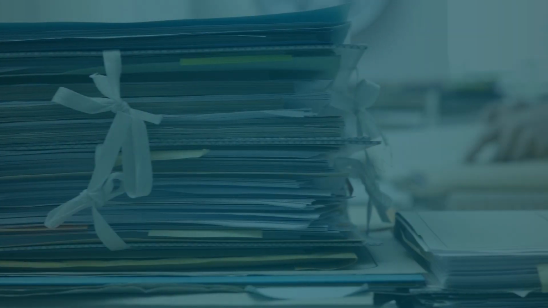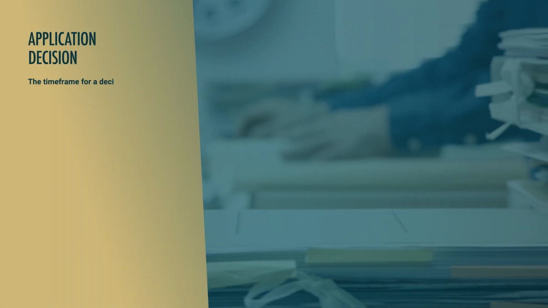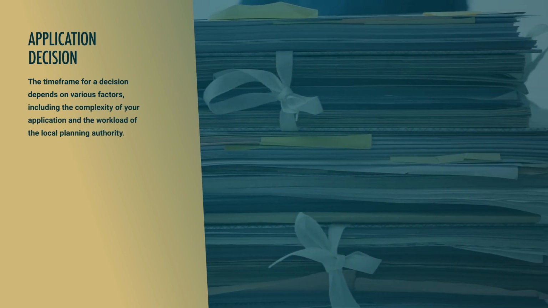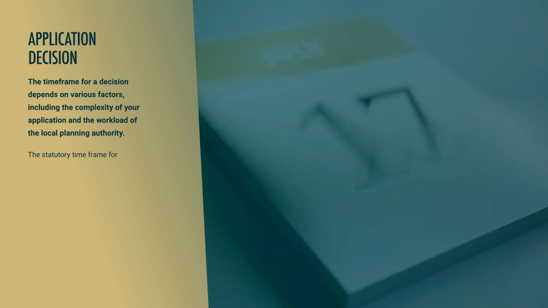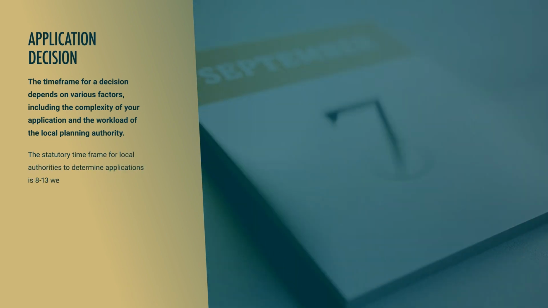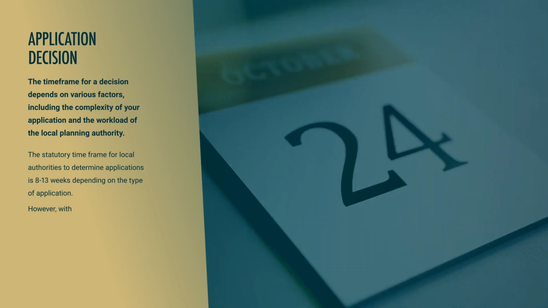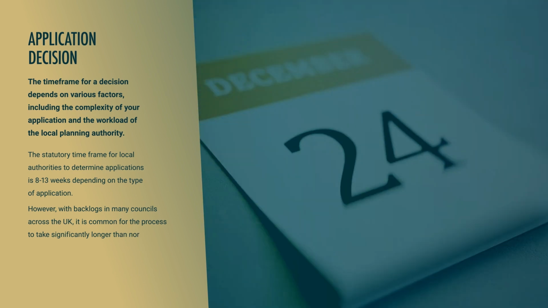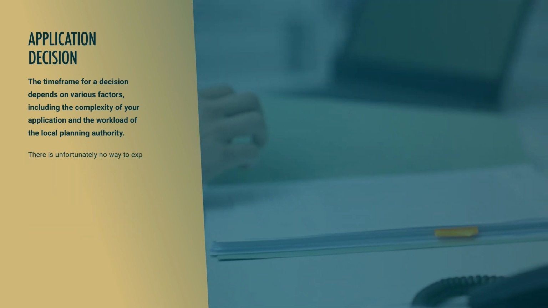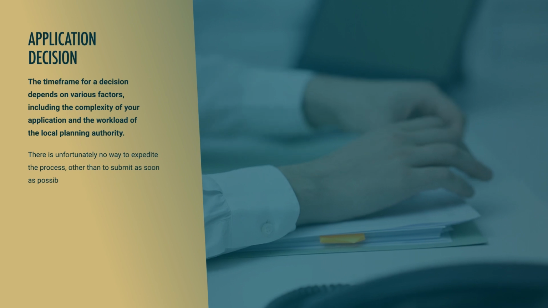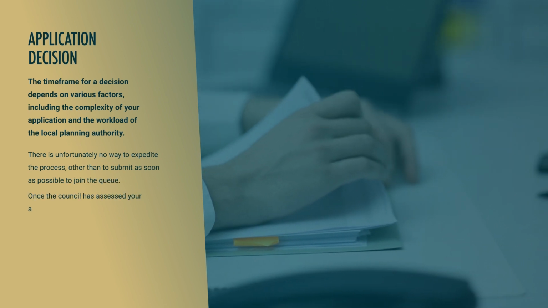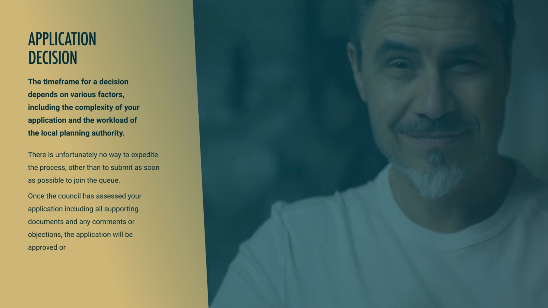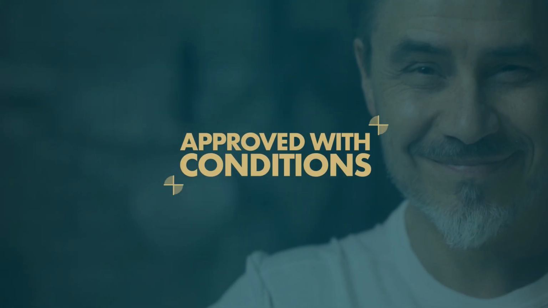Application decision. The time frame for a decision depends on various factors, including the complexity of your application and the workload of the local planning authority. The statutory time frame for local authorities to determine applications is 8 to 13 weeks, depending on the type of application. However, with backlogs in many councils across the UK, it is common for the process to take significantly longer than normal. There is unfortunately no way to expedite the process other than to submit as soon as possible to join the queue. Once the council has assessed your application, including all supporting documents, comments and objections, the application will be approved or refused.